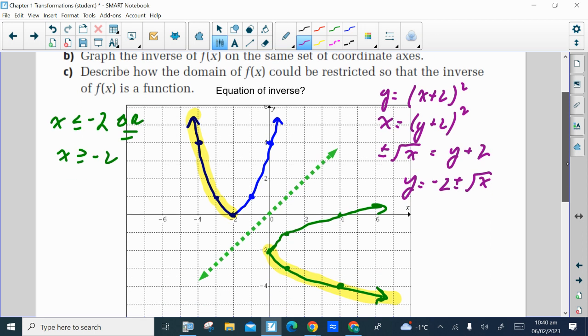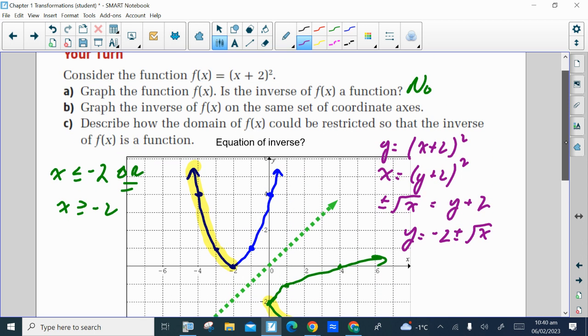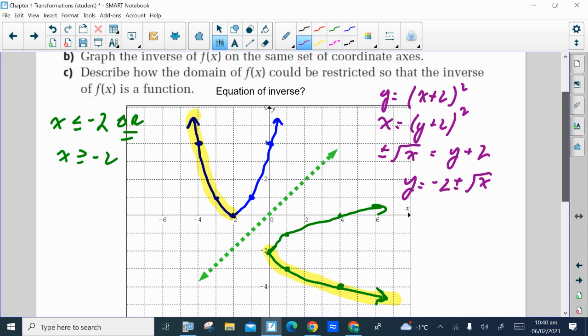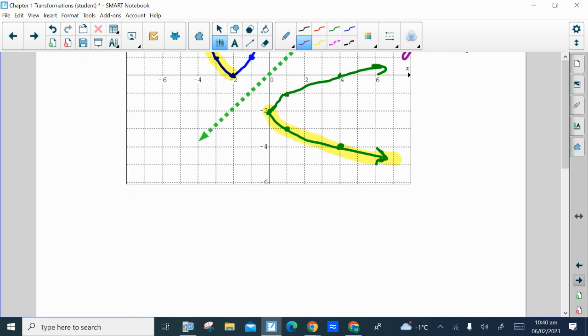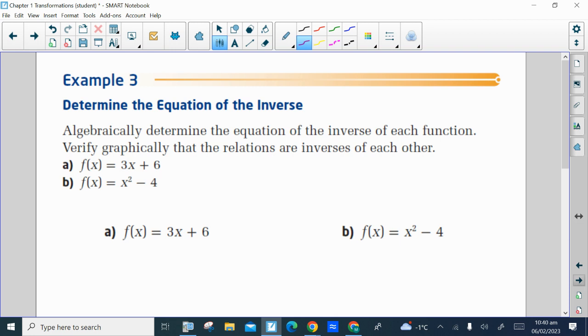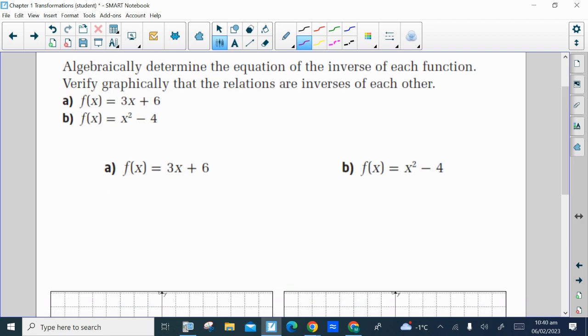Okay? This one doesn't ask us for the mapping notation, but it would just be x comma y maps into y comma x. So it asks us to algebraically determine the equation. So again, that means you got to show your work, show your steps. Also graph, verify that the relations are inverses of each other.